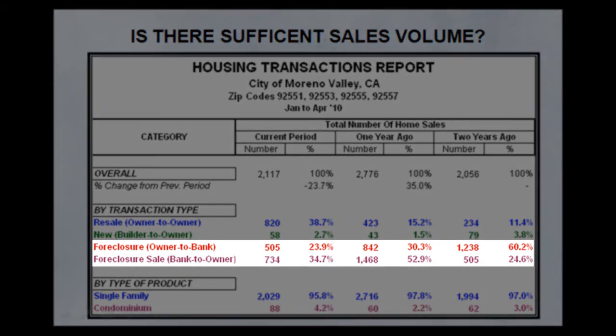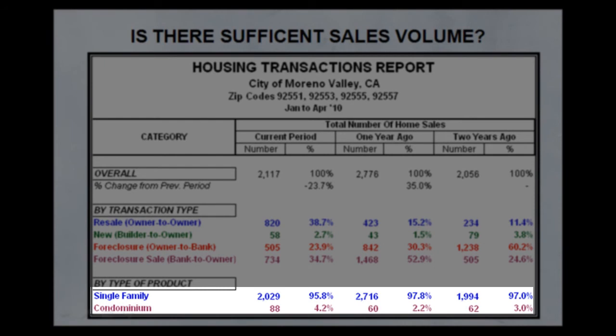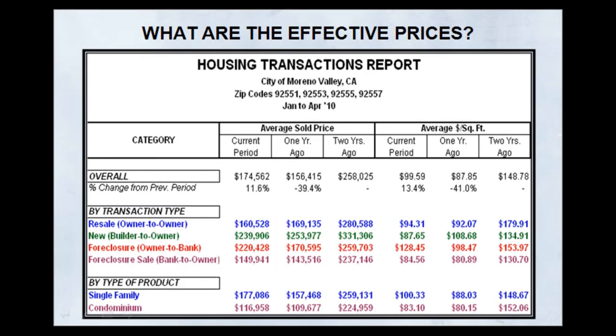Foreclosures are pretty robust here. Numbers are big. A lot of homes are going back to lenders. Foreclosure sales were much higher a year ago and have been trending a little bit lower in response to higher short sale activity. As you can see in the bottom numbers, this is predominantly a single-family market. Condominiums are relatively few, and prices have really dropped to the point in this area that most buyers are going to prefer detached programs. Let's look at what sort of effective price ranges are here.